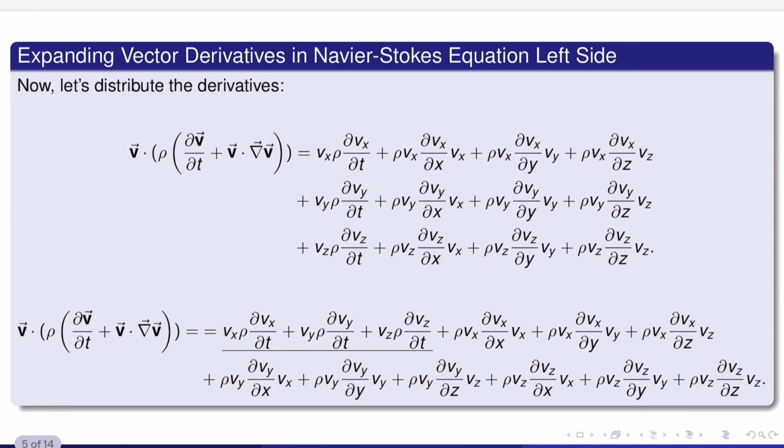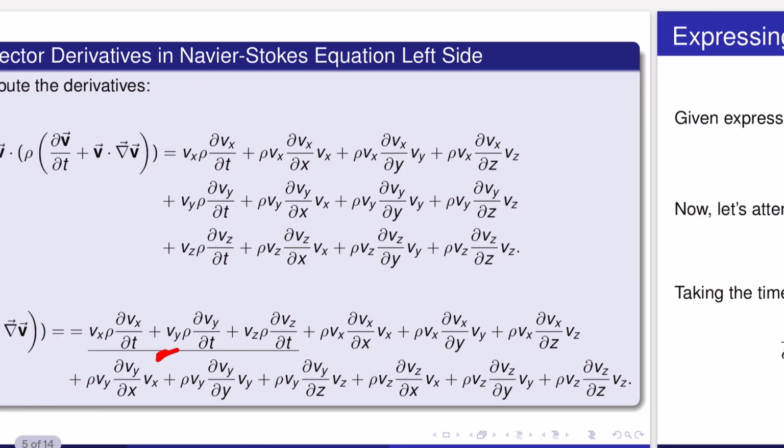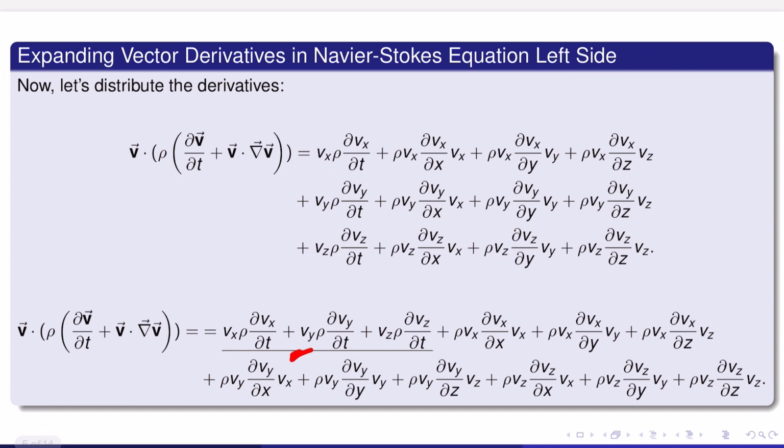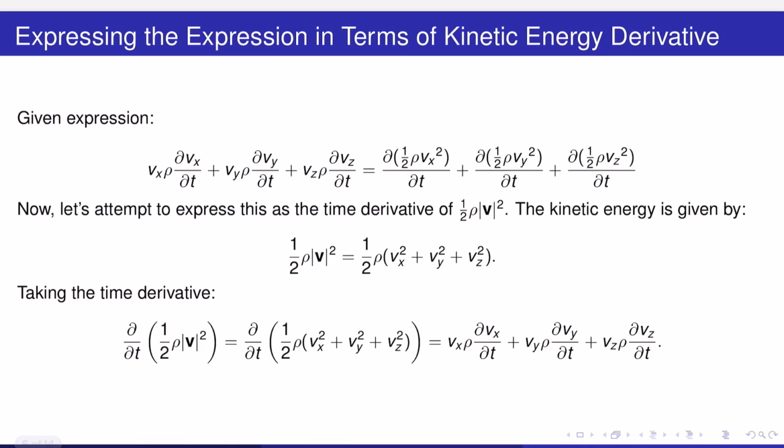Let's see. First we are taking these three terms and segregating them; this is nothing but this, and the other terms stay as they are. Now from here we take only this underlined term. We know vx rho ∂vx/∂t, these three terms we are taking. Now we can write this term as this term.